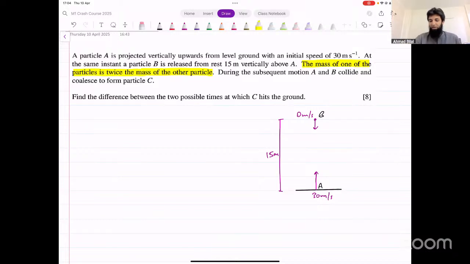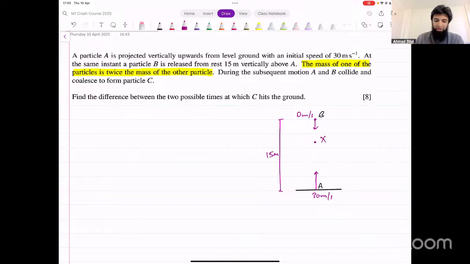Now, as B is moving downwards and A is moving upwards, they collide at some point, okay? We don't know where that point is. We don't assume that it's the midpoint. You can't say that they meet exactly at the 7.5 meter mark. No, that's an assumption. It could be anywhere, okay? So let's mark some point randomly. Let's say they collide at this point here. Let's call this point X.